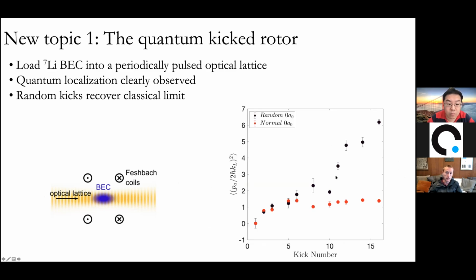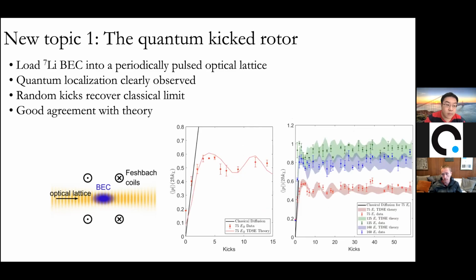You can recover the classical behavior if instead of kicking periodically, you apply some jitter to the kick timing. And that's what we've done for the black points on this graph. So now I'm plotting the energy as a function of kick number. For the red, that shows the data on the previous slide. You can see the energy grows in the initial few kicks, but then saturates at some value as the system localizes. But for the random kicking, the energy grows more or less without bound as it would in the classical case. And we see a pretty good agreement with theory.